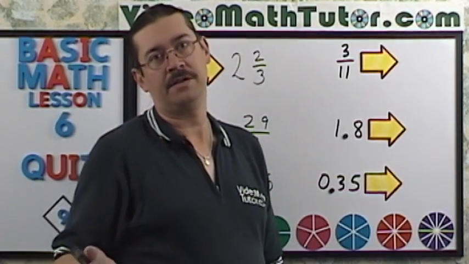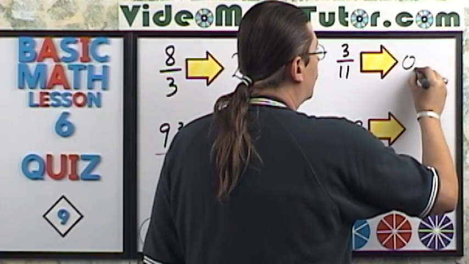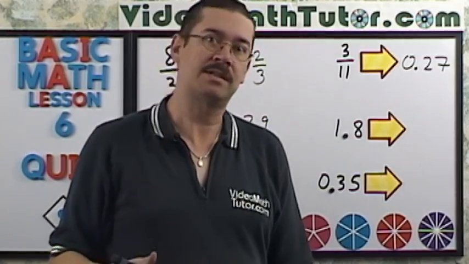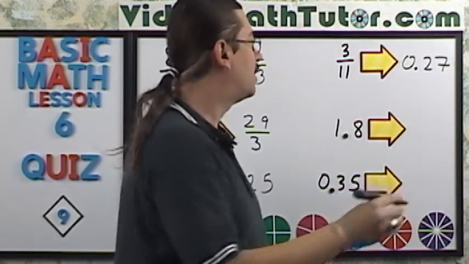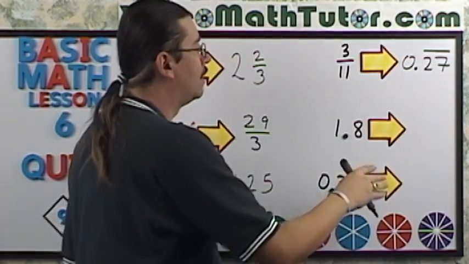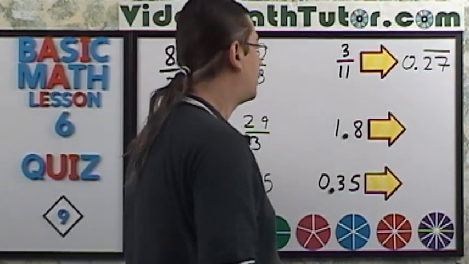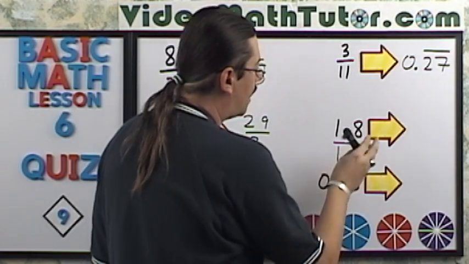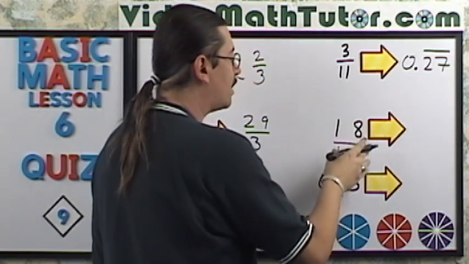Over here, I want to convert 3/11 to decimal form. Again, use long division. 3 divided by 11, and you're going to get 0.2727272727 forever. So what do we do? Just put a bar over the 2 and the 7. That's it. Now the 1.8, I want to convert to a common fraction. So the rule is just divide by 1, and then if you scoot this over one place, you put 10 right there.